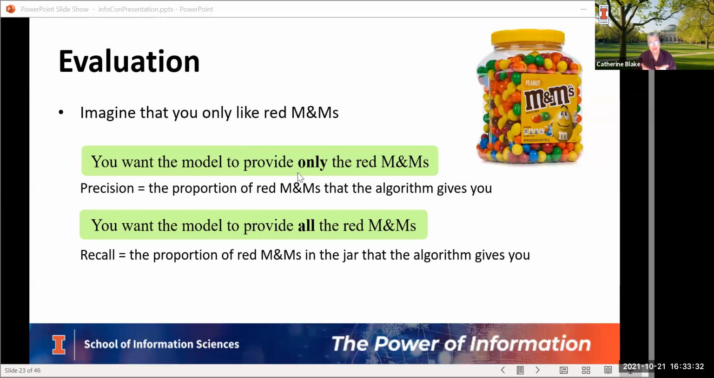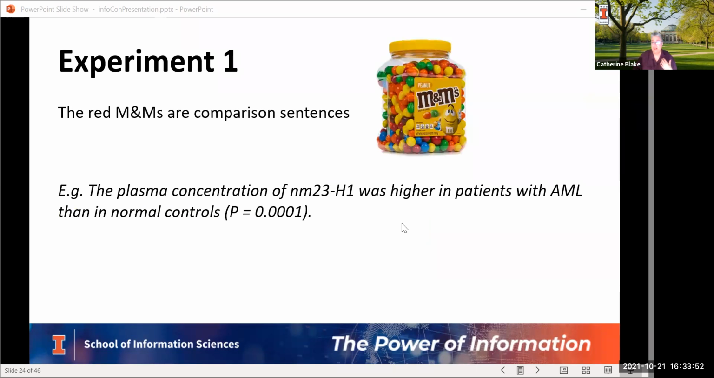As it turns out, those metrics compete with each other. You can get perfect recall just by giving you everything in the jar, right? Because that will guarantee that you get all the red ones, because you got all the M&Ms. But of course, that would mean that you got a lot of colors that aren't the colors you like. So these measures are things that we used in the experiment in order to evaluate the quality of the model.